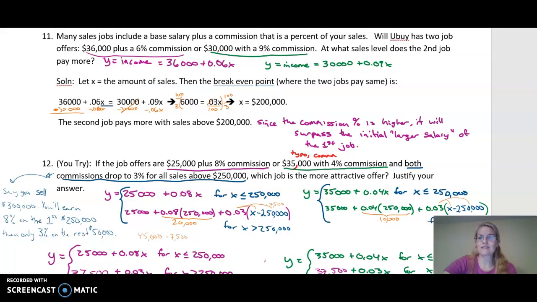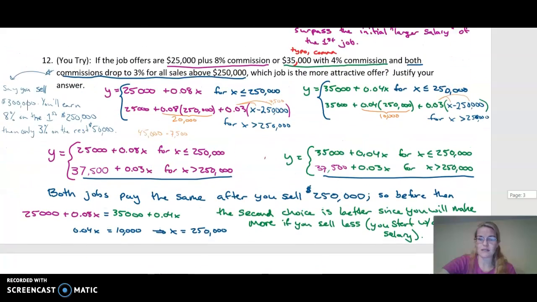So the question is, at what sales level does the second job pay more? It'll pay more eventually because you're earning a higher percentage on the commission. So how much do you have to sell? Well, we figured out it was 200,000, right? Once you sell 200,000, these two jobs are even. So anything more than that, then you're going to start earning more because your commission percentage is higher. So number 12 was sneaky. So let's talk through number 12 in a little bit more detail.